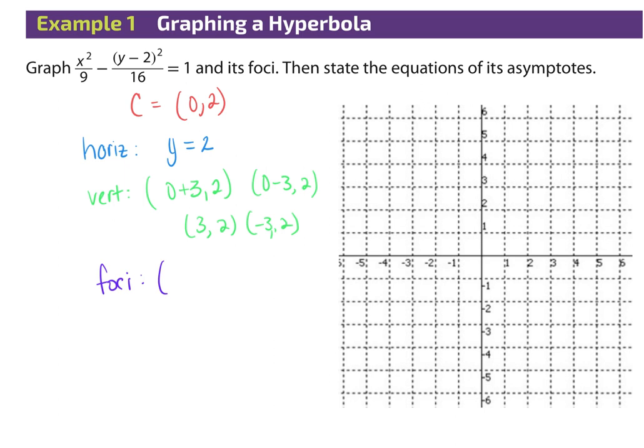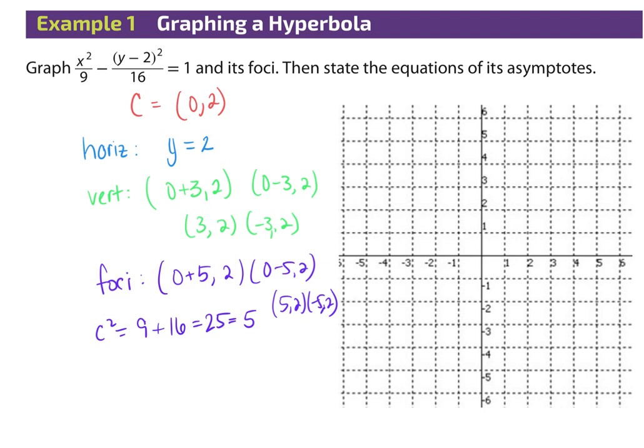So this is h plus c, 0 plus. So I do have to find c. Remember, this is where we add the two, all right? So if I have this, I say c squared equals a squared, that's 9, plus 16. C squared is going to equal 25. That means c is going to equal 5. So I'm going to have 0 plus 5, 2, and then 0 minus 5, 2. So my focal points are going to be at 5, 2, and negative 5, 2.